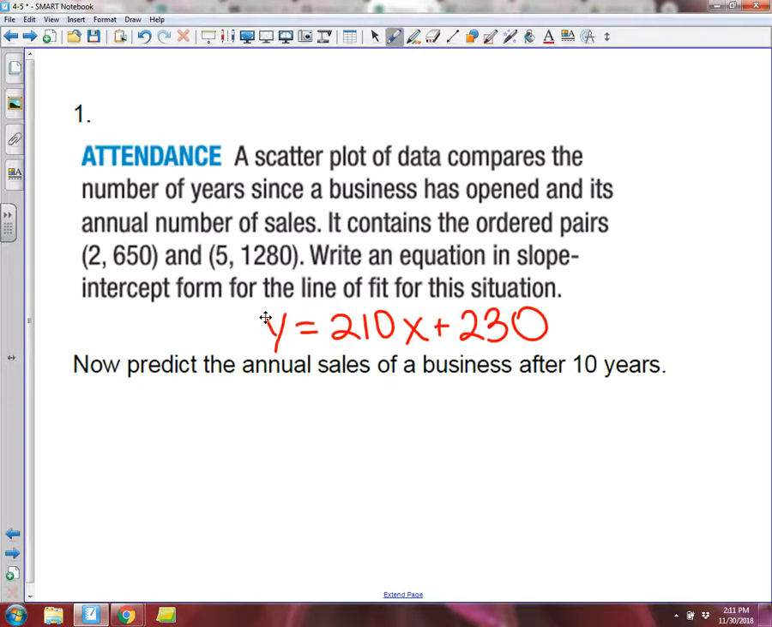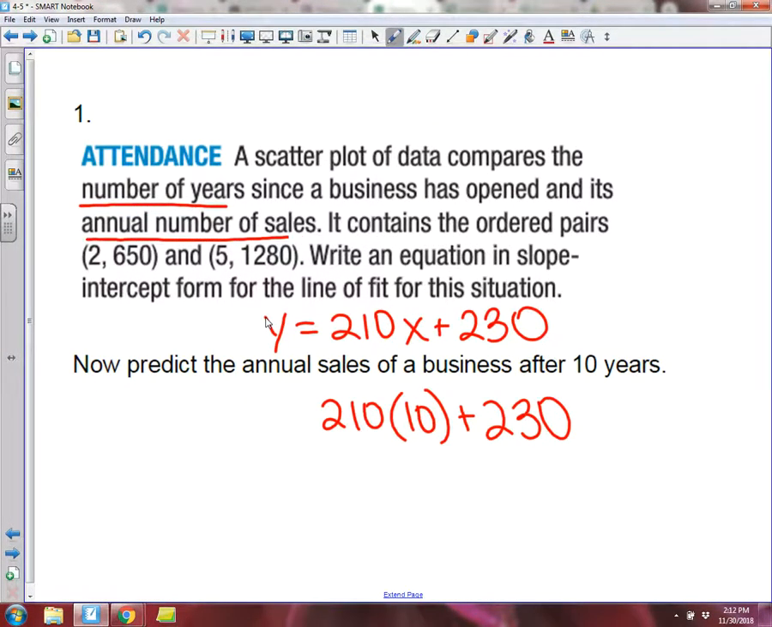How'd you do that? You put 10 in for the X. It does, but it doesn't, Luke. So you see how it says it compares the number of years and its annual number of sales? Because they say number of years first, that's the X. And you said 2330? Dalton? Perfect. Everybody see where that comes from? Yes. All right, let's try another one.